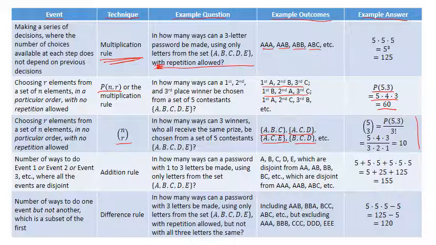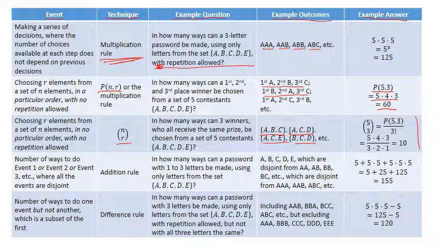Okay, and then the fourth type of event that we've learned how to count is the number of ways to do event 1 or event 2 or event 3, etc. It could be as many events as you want, where all of the events are disjoint. So this is the addition rule.